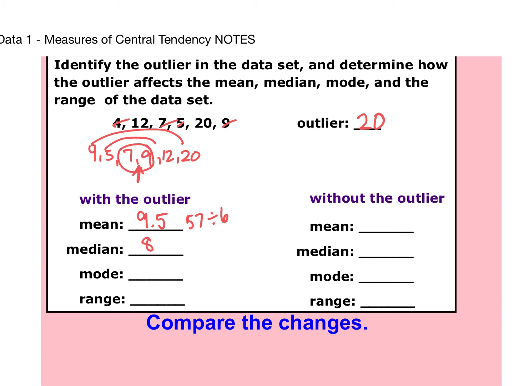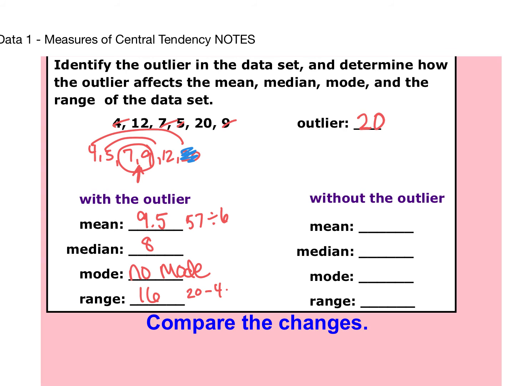There is no number that appears more than others. So in this case, we say no mode. Don't say 0, because 0 is a number. Okay? The range is our high, 20, minus our low of 4. So our range is 16. That's with the outlier. Now, without the outlier, we're going to get rid of the 20 in our data set.